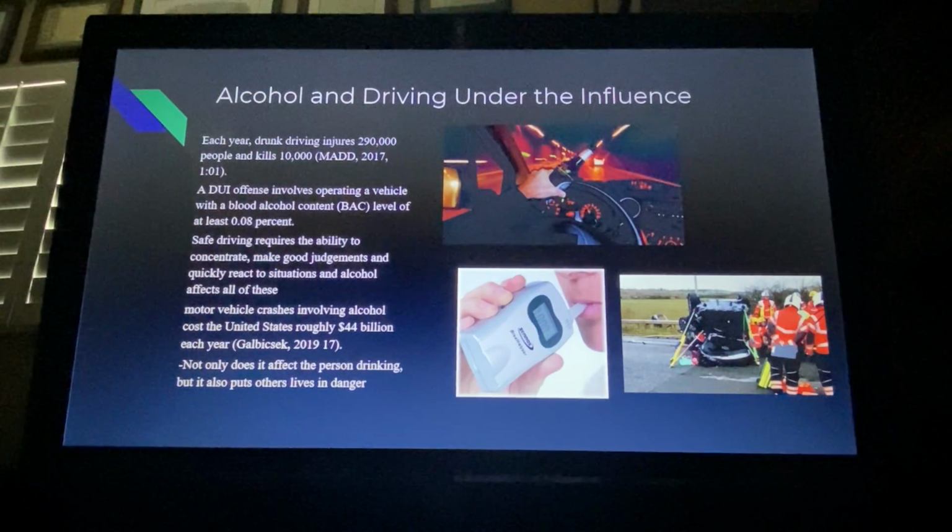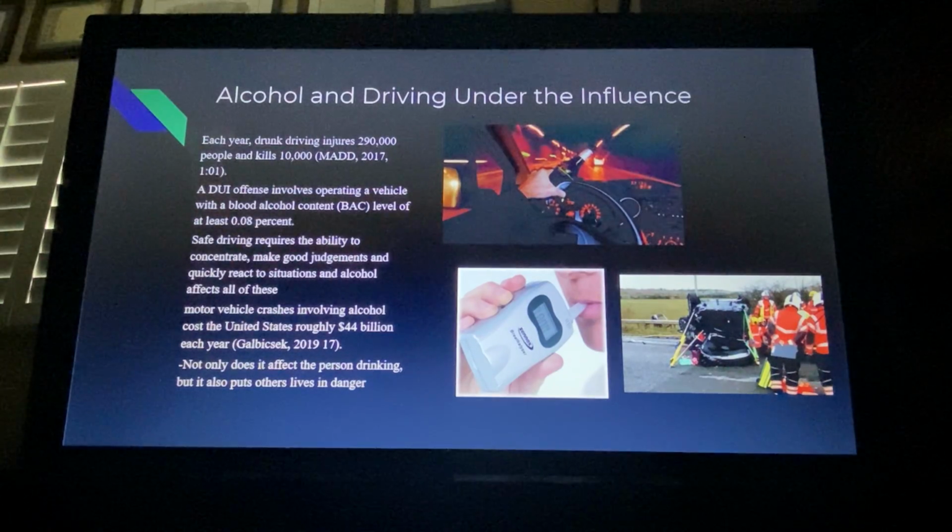So, alcohol and driving under the influence. I feel like this is a huge issue in today's society. We've made a lot of steps to help with this, but I still think it's a big problem that we have today. Each year, drunk driving injures 290,000 people and kills 10,000. And honestly, that's so preventable. So I just feel like we need to keep working towards making improvements on this.